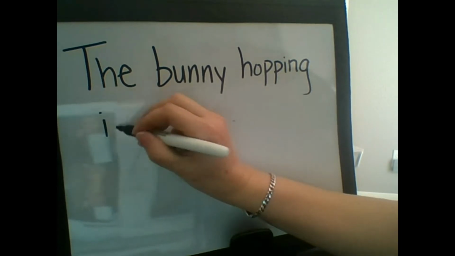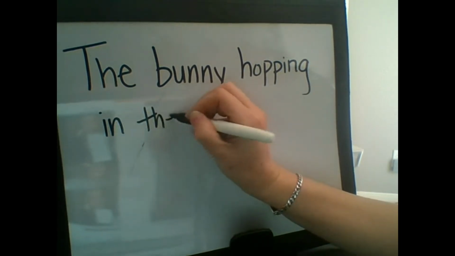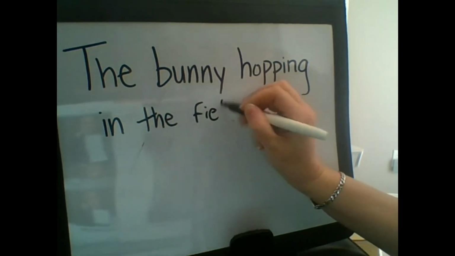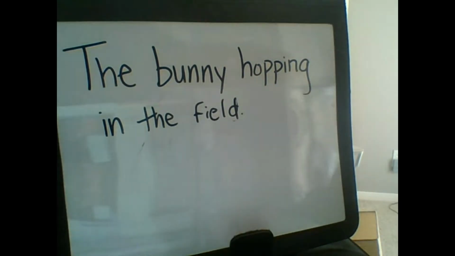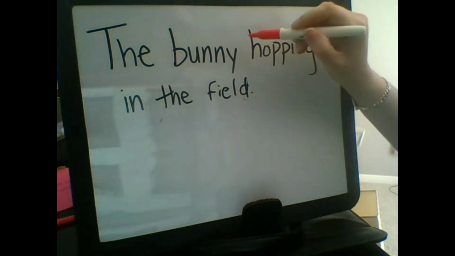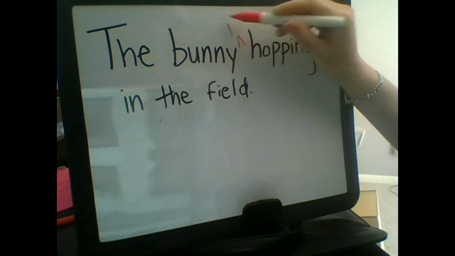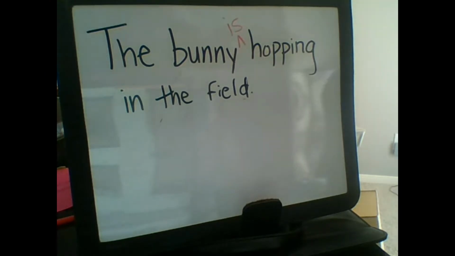Another card that could be chosen out of the bucket: the bunny hopping in the field. The bunny hopping in the field. So there's a grammatical error here. The sentence is incorrect. So it needs to be identified what is incorrect and how to fix it. So here we're completely missing the verb is. The bunny is hopping in the field. And with certain speech and language impairments, especially with the deaf and hard of hearing population, this commonly is left out. So this would be another potential example.